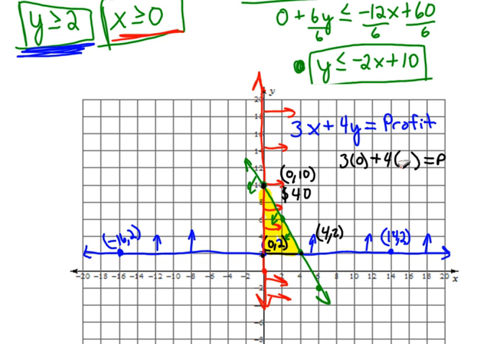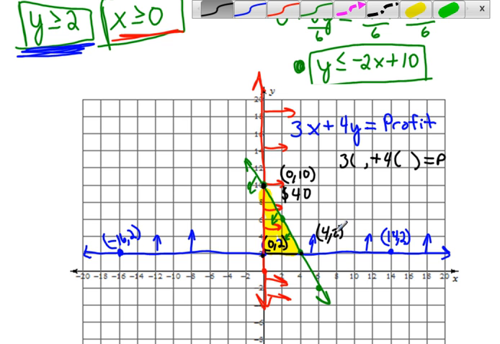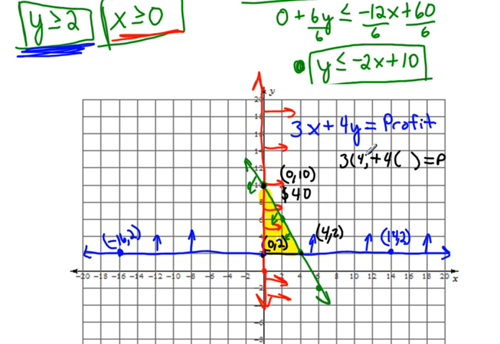Alright, so now I'm going to plug in 4, 2, where I had an X. 3 times 4 is 12, and 4 times 2 is 8. So that profit is 20. So this guy right here gives me a profit of $20.